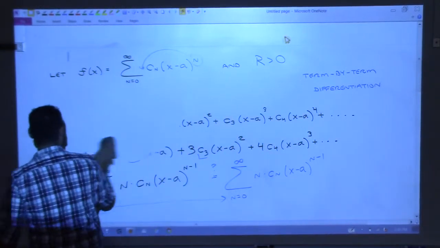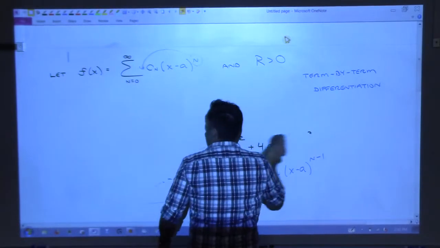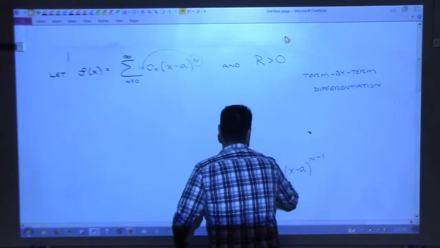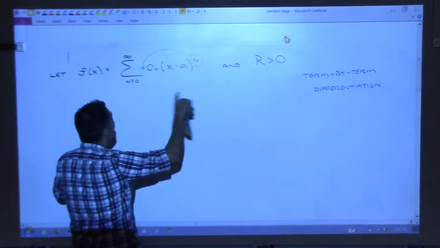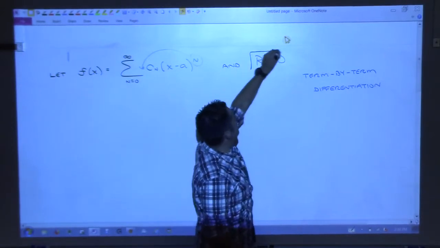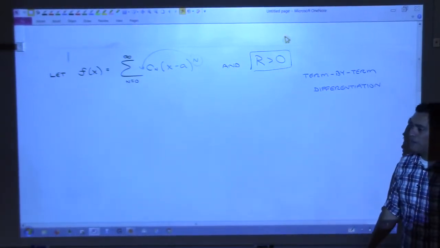Yeah, so let's see. I'm not going to write it all out, but I'm just going to provide it for you, all right? If we're given this power series again, why do you think this was important? I never mentioned this, but why do you think that was important, that we had a radius of convergence that was positive?